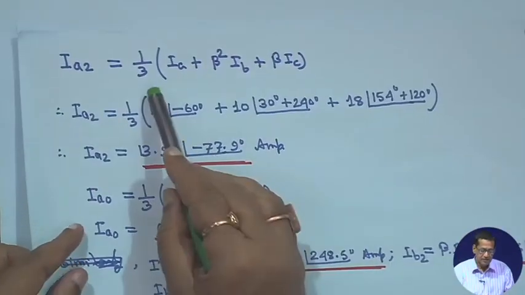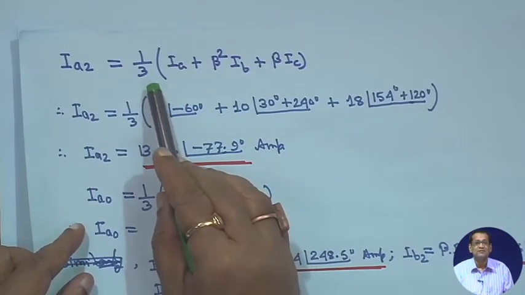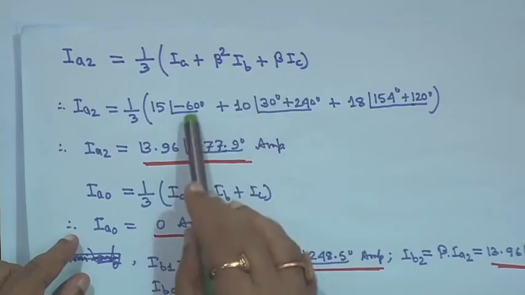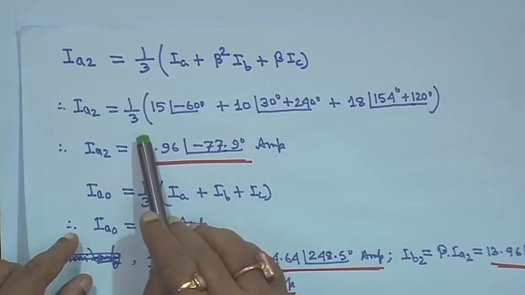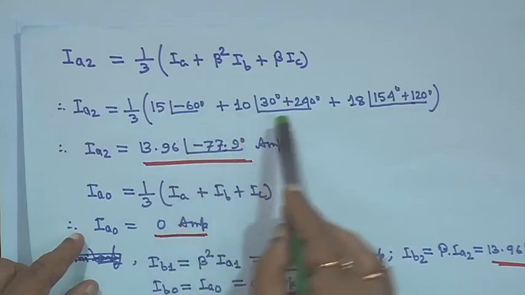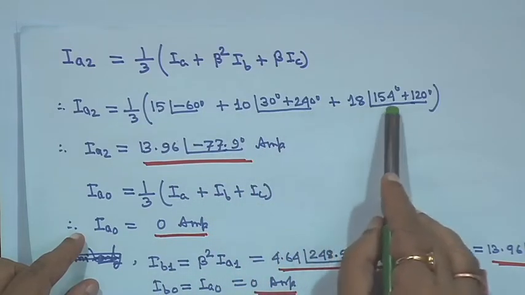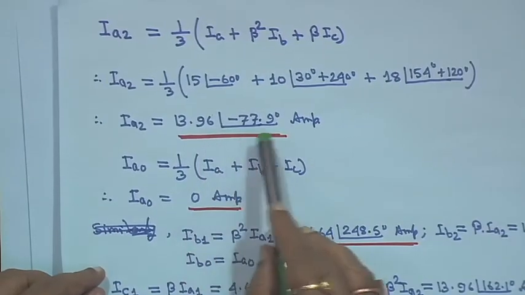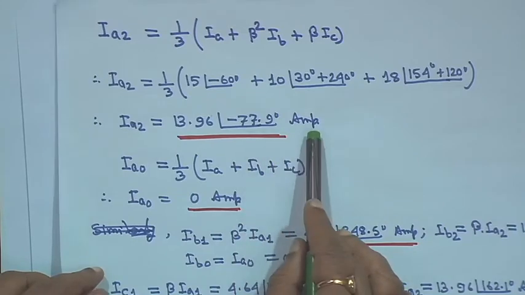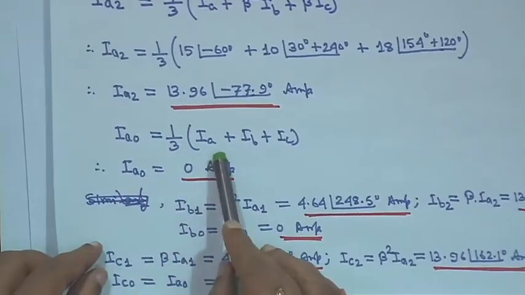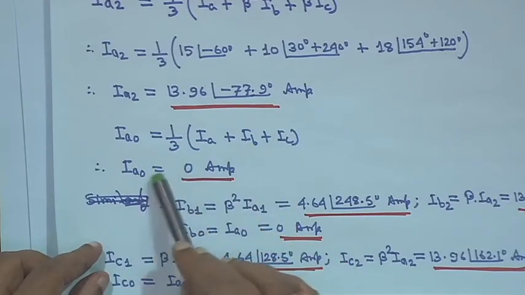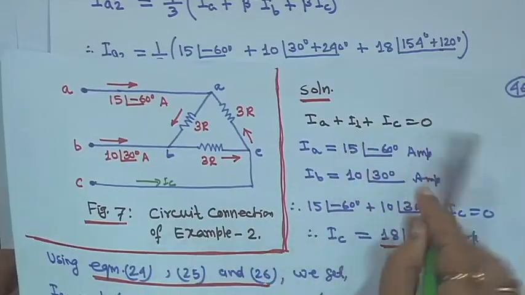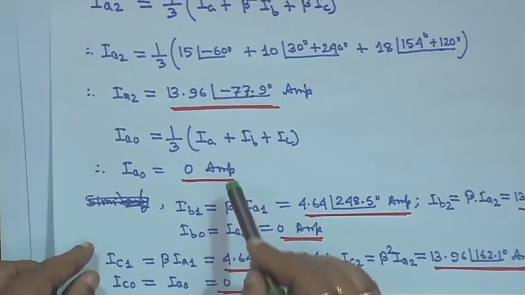Similarly, I A 2 is equal to 1/3, from equation 25, I A plus beta square I B plus beta I C. Substitute all these values. That is, I A 2 is equal to 1/3 of 15 angle minus 60 degree plus 10 angle 30 plus 240 degree plus 18 angle 154 degree plus 120 degree. So, I A 2 we will get 13.96 angle minus 77.9 degree ampere. Now, I A 0 is equal to 1/3 of I A plus I B plus I C, and that condition is already given, because it is a delta connection, I A plus I B plus I C is 0. Therefore, I A 0 is equal to 0 ampere.